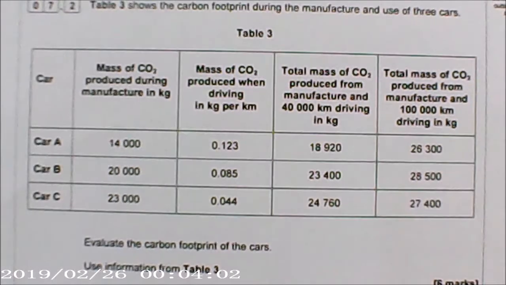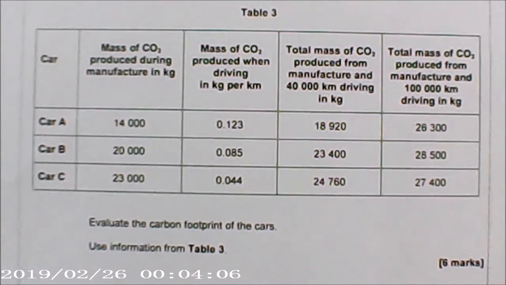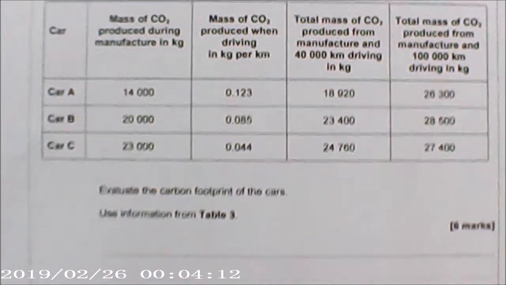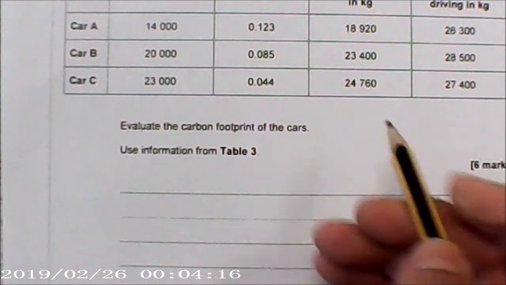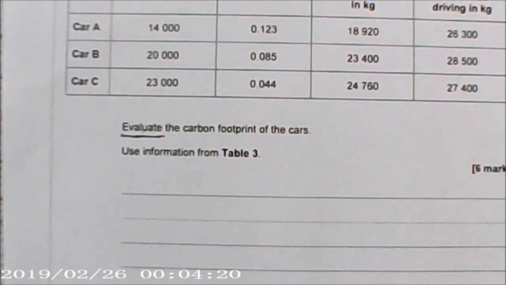Now if you see a big table of information, even though it looks scary, it's actually easier because you just need to refer to the information that is in there. So let's have a look at the question. It says evaluate the carbon footprint of the cars. Now the command word here is evaluate.